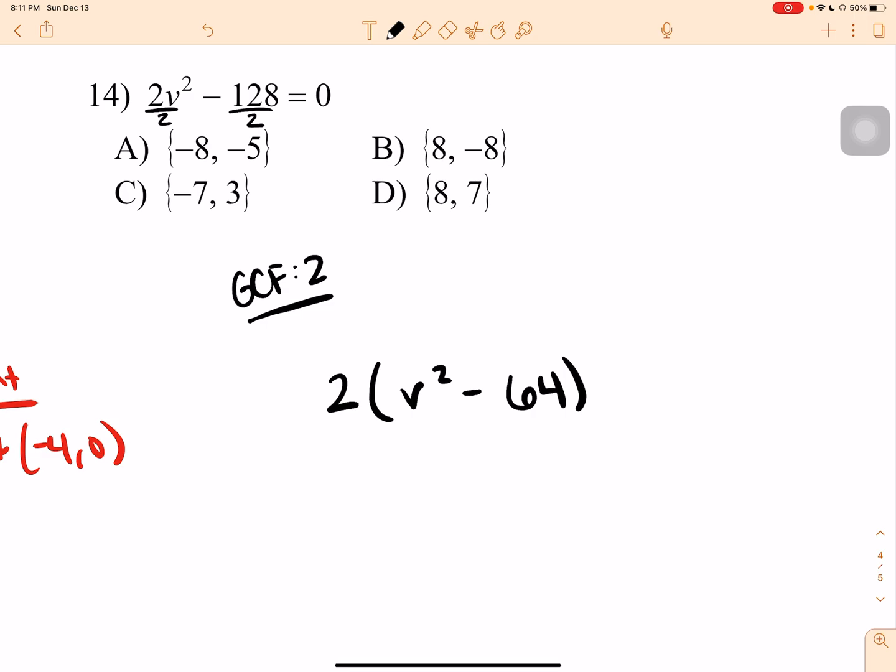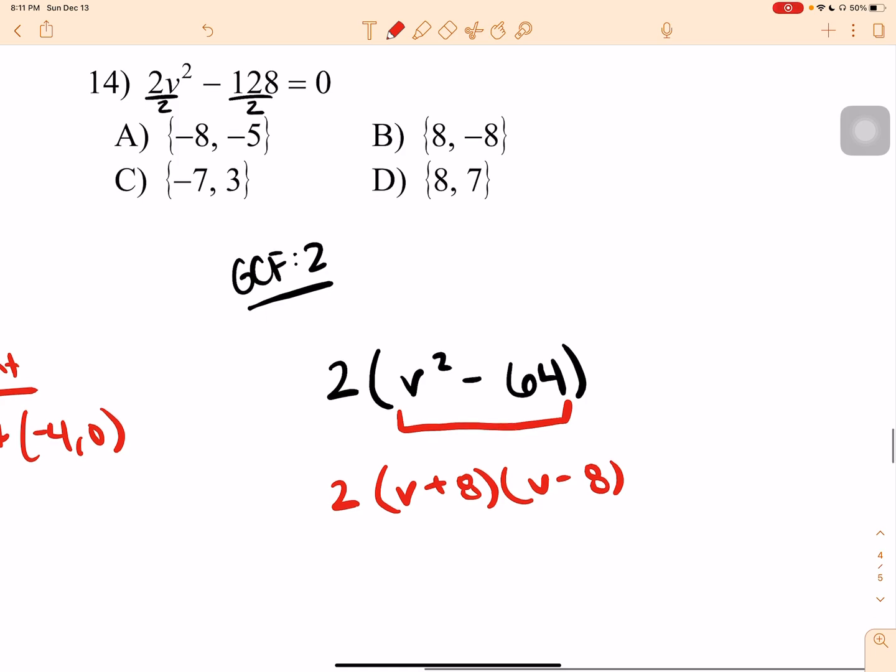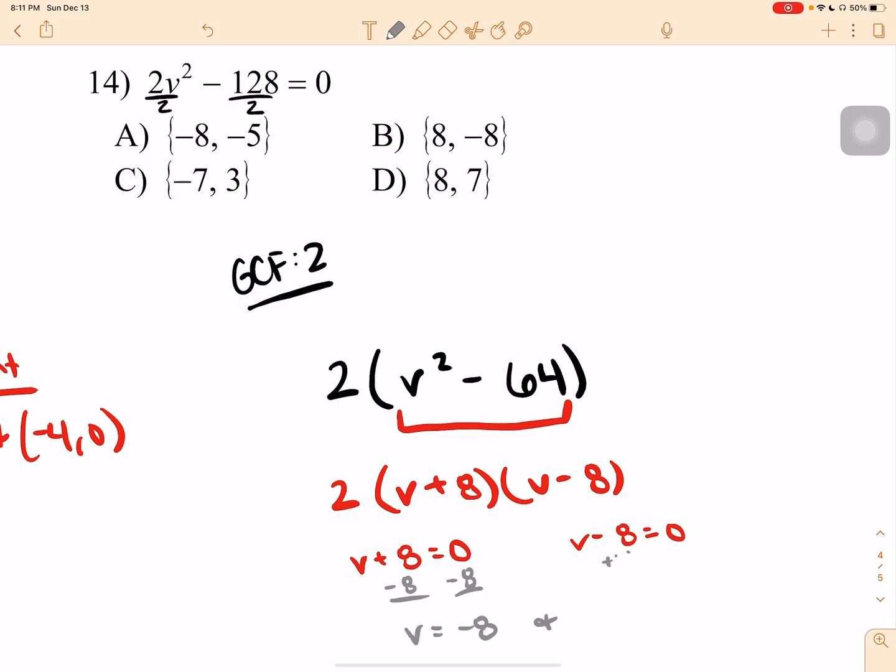64. And now I notice that this is a difference of perfect squares here. So this is going to be v plus 8 times v minus 8. Okay, so using the zero product property, I don't have to worry about this 2 out here anymore because there's no v there to solve for. So I just have to set v plus 8 equal to 0 and v minus 8 equal to 0. So now if I solve for my x-intercepts, I'm going to get v equals negative 8 and add 8 to both sides here. V equals positive 8. So it looks like this answer is B.